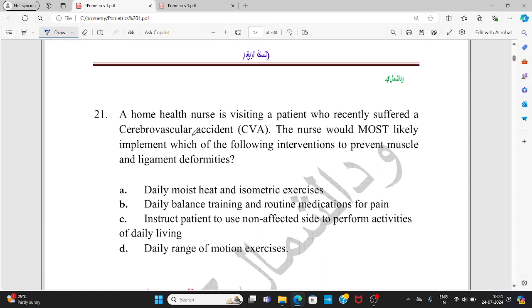A home health nurse is visiting a patient who recently suffered a severe cerebrovascular accident, that is, a stroke. The nurse would most likely implement which of the following interventions to prevent muscle and ligament deformities? So the patient can have muscle and ligament deformities after a stroke.